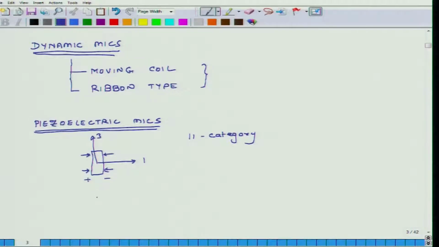Then you have another category of materials, and here this is 1, this is 3. If I apply pressure like this, then my potential difference, so this is direction 3, this is direction 1. So here the potential difference is in the normal direction. So this is 1-3 category.